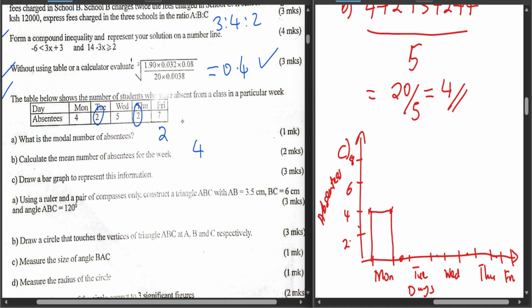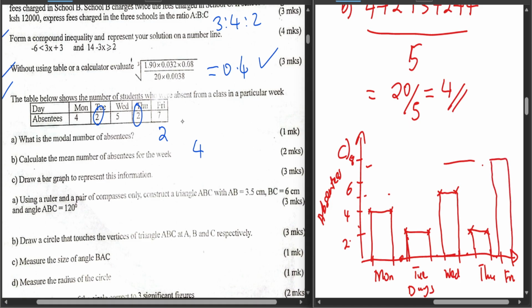On Tuesday we have 2. On Wednesday we have 5, so it's between 4 and 6. On Thursday we have 2, so it's here. And Friday we have 7, so it's in between. That is from here to here.